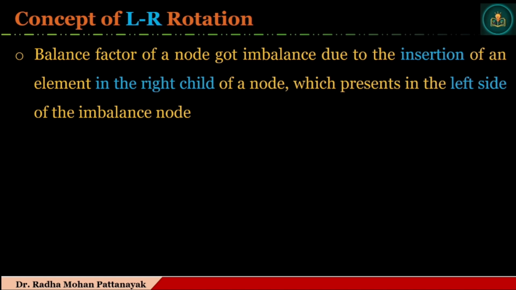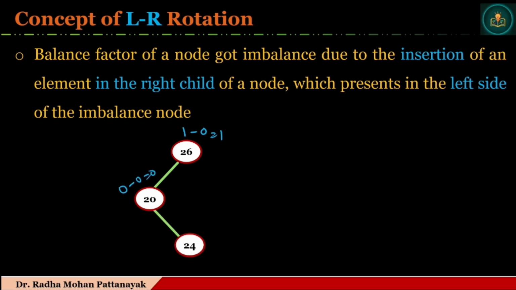Now we'll move to left-right rotation. In left-right rotation, see here, that is the binary search tree, and here calculate the balance factor. 26 balance factor is 1, and what is the balance factor of 20? 0. Now I will insert a node in the right side of 20. After insertion of that node, calculate the balance factor. The new balance factor of 24 will become 0. The new balance factor of 20 will become left height 0 minus right height 1, that equals minus 1. Similarly, what is the new balance factor of 26? Left height is 2, right height equals 0, that equals 2.